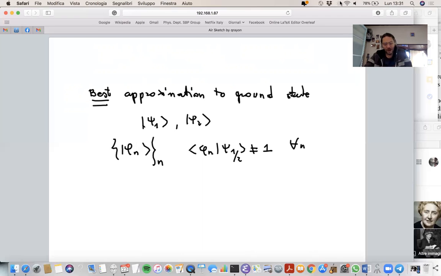If psi 1 was one of the eigenstates of the Hamiltonian, then this would be equal to 1 when n is the corresponding eigenstate, right? For instance, if psi 1 was the ground state, then this would be the ground state. Okay, we can even remove that and be very general. Let's suppose that neither psi 1 nor psi 2 is the ground state of the Hamiltonian.